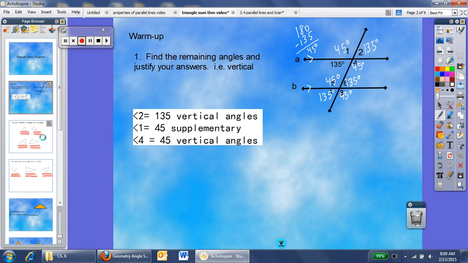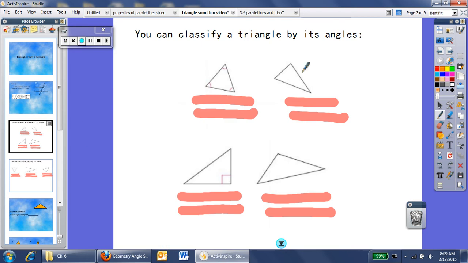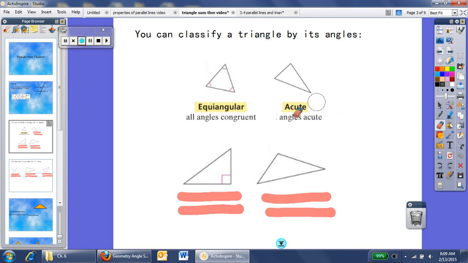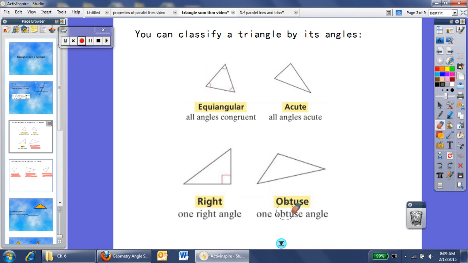Let's go ahead and start with a couple properties of triangles. So make sure you draw these in your notebook and label them as we do. This triangle here is called equiangular because, as it's marked, all three angles are equal. In this triangle here, this is acute because all angles are less than 90 degrees. Here we're given one right angle, so this is called a right triangle. And lastly, this triangle is called obtuse because there's one obtuse angle.